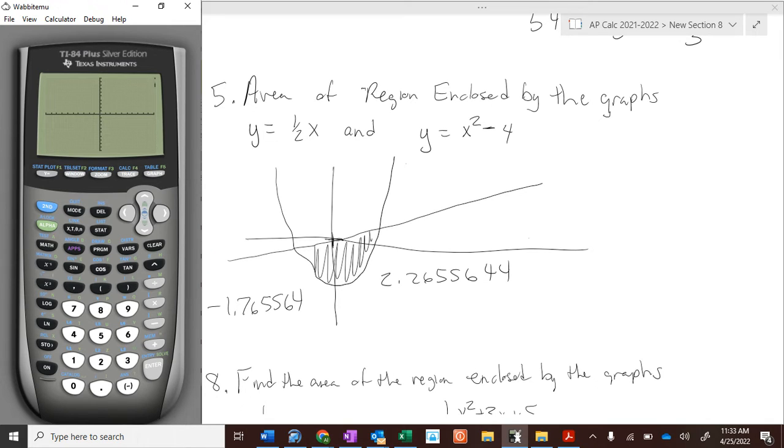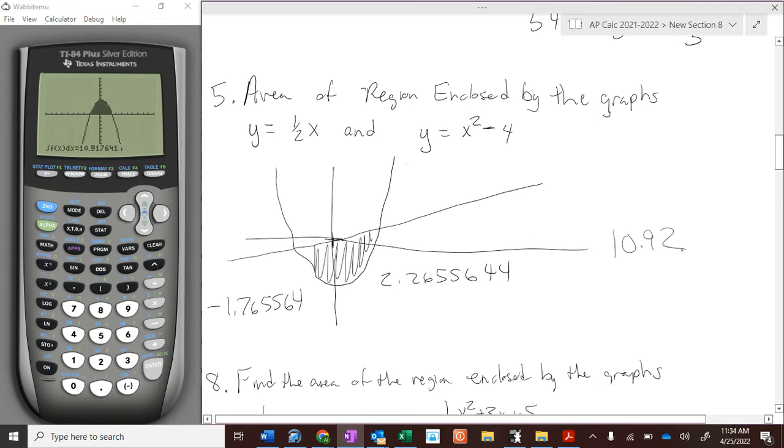Graph. So it goes like that. And you go second trace 7 from negative 1.765564 to 2.2655644. And it's 10.92. It'll be multiple choice, so it should be all right. You should figure it out once you put your 4 to 5 brains together.